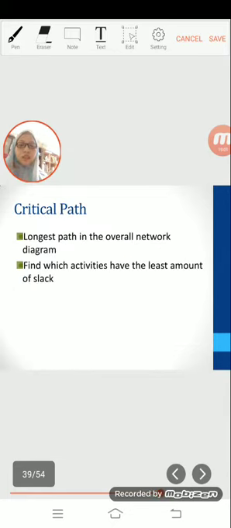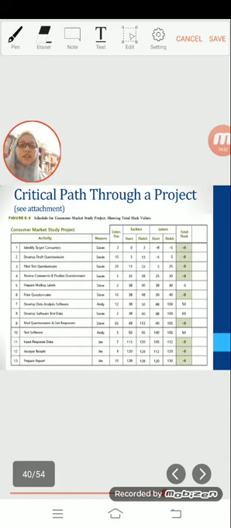Okay, next we have critical path. Critical path is the longest path in the overall network diagram. One way to determine which activity make up the critical path is to find which one have the least amount of slack. Okay, we'll see the example here. Critical path through a project.